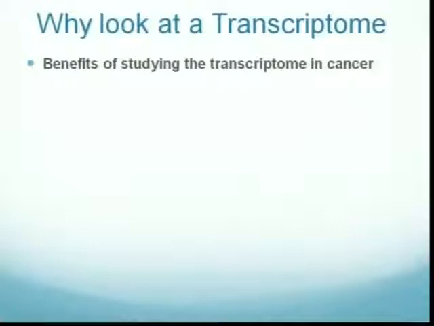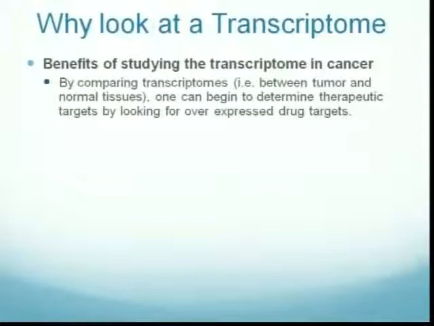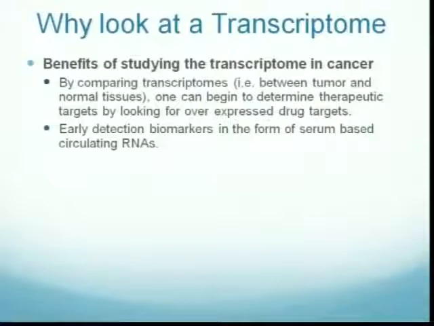And there are some benefits to looking at the transcriptome in cancer. One is by comparing transcriptomes. Let's say you compare the transcriptome between a tumor and normal. One can begin to determine therapeutic targets by looking for overexpressed drug targets. Another benefit is looking for early detection biomarkers. There are a lot of people now using next-gen sequencing on serum in order to find circulating RNAs as biomarkers for early detection of cancer.